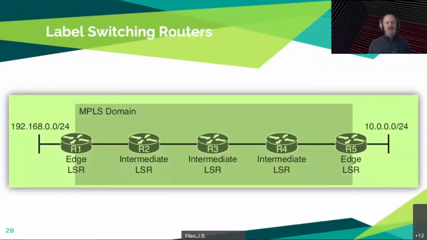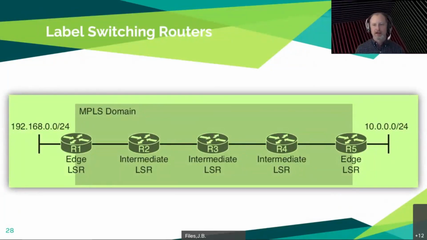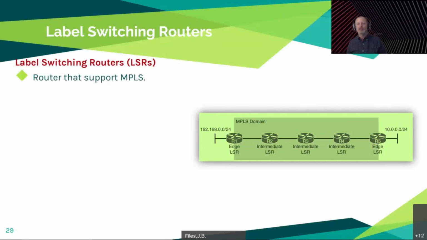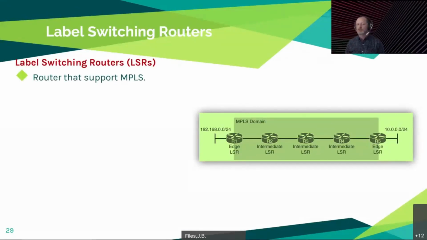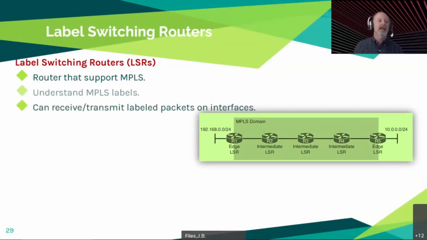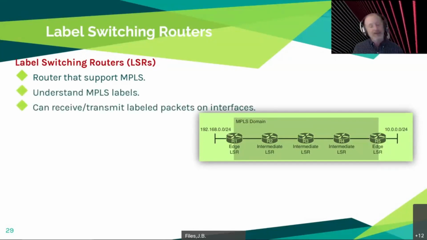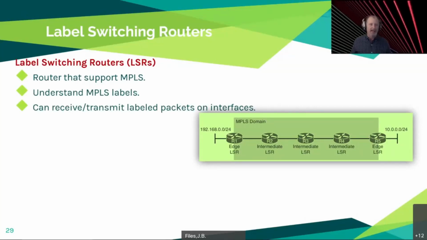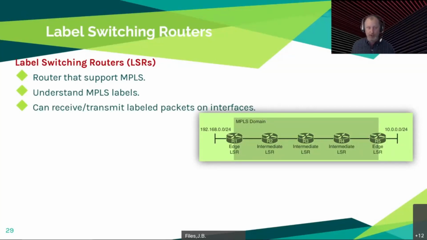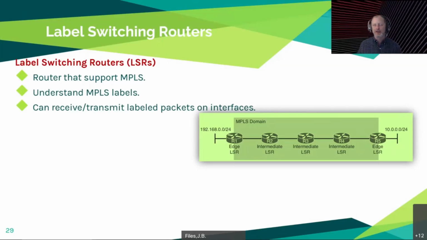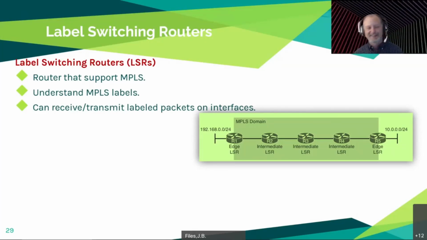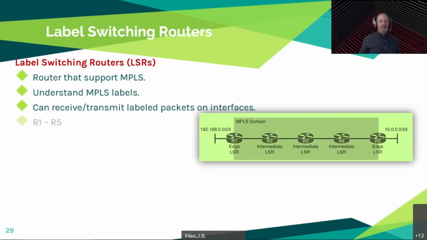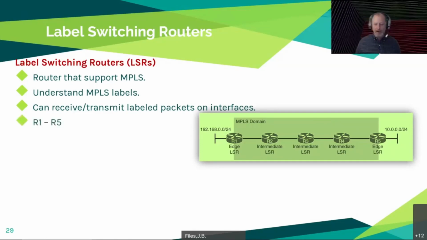Okay, so here's an example. We have the MPLS domain that's shaded there. We're going to use some label switching routers. And again, what's an LSR? It's just a router that supports MPLS. It understands MPLS labels. It can send and receive labeled packets or labeled frames, whatever we're doing. In this context, we're talking about a layer 3 MPLS implementation, but it can be layer 2. The MPLS domain is R1 through R5.